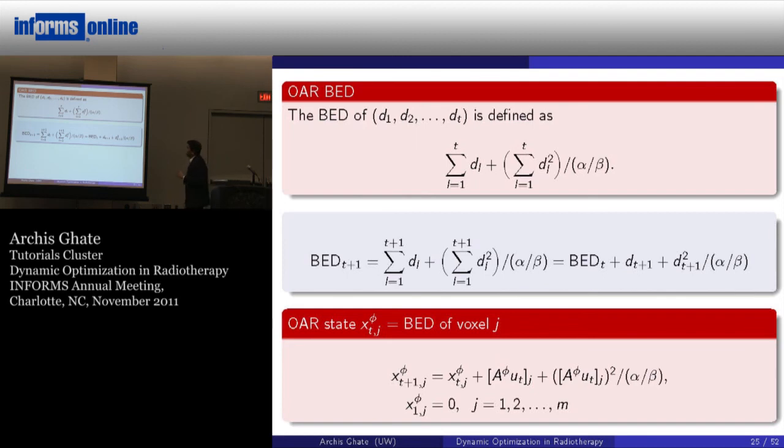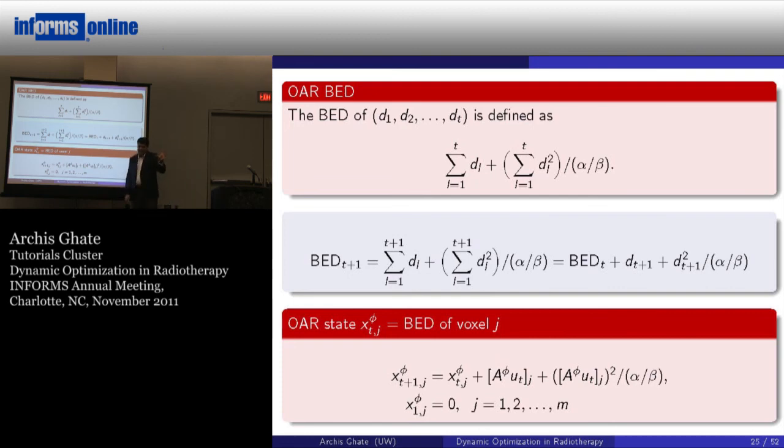So we were very happy when we discovered this, the fact that this gives me a very simple BED update formula, meaning that if I give a sequence from d1 to dT+1, then using that formula, because this is all just additive stuff, I separate the terms and I get BED up to T plus the additional damage that I do in that session. Make sense? So that's the beauty of this. So I'm going to use this as the state for my OAR.